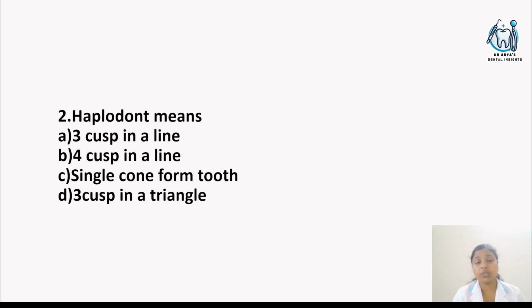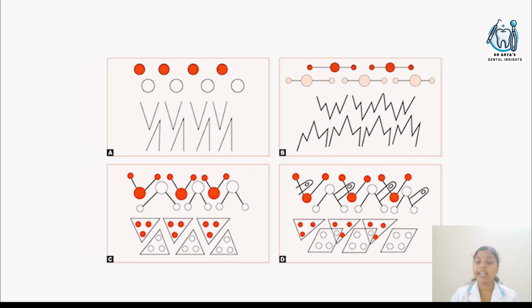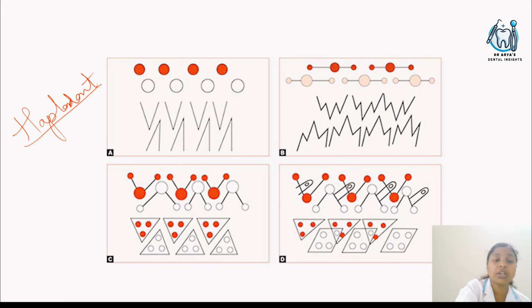Coming to haplodont. What is haplodont? Is it 3 cusps in a line, or 4 cusps in a line, or single cone form tooth, or 3 cusps in a triangle? So there are 4 phylogenetic classes of tooth forms. The first one is the single cone, known as haplodont. So haplodont is a single cone form tooth, represented schematically by the simplest form of the tooth, that is a single cone. And this type includes many teeth in both jaws and is seen where jaw movements are limited to simple open and close movements. Their main function is procurement of the food.